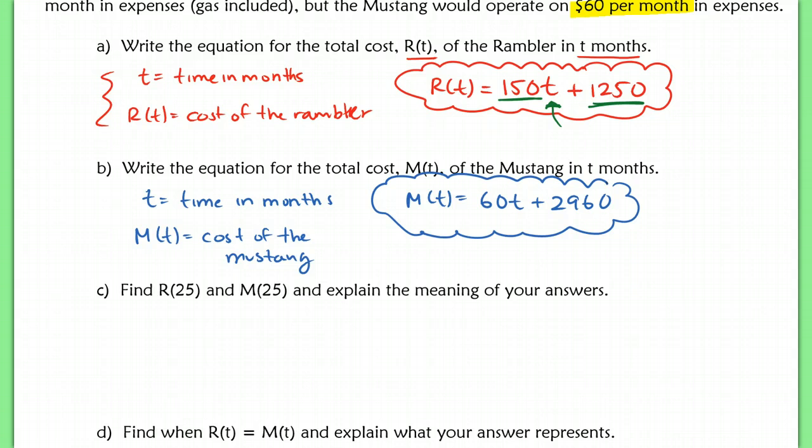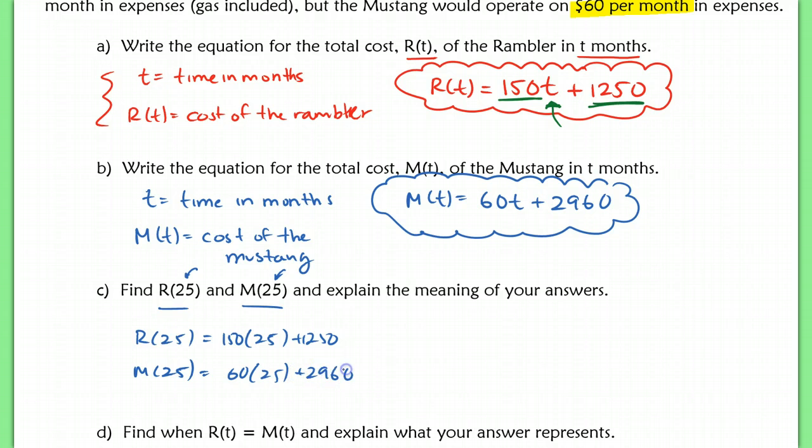And in part C, where it says to find R of 25 and M of 25, this is function notation. Remember, it's just telling you that T equals 25. So let's plug in and find R of 25 and M of 25. We're just going to substitute in 25, so 150 times 25 plus 1,250, and 60 times 25 plus 2,960. Okay, so we found our totals for both R of 25 and M of 25.